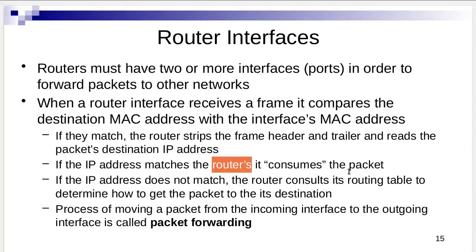It says, okay, this is for me, I'm not going to send it anywhere. Usually what happens, and this is the main reason for using routers, is that the IP address will be of a totally different network. That is, the IP address won't match the IP address of that router interface. And that's usually what a router has to handle. But then what the router has to do, just like switches consult their switching tables, the router consults its routing table to figure out how to get that packet to its ultimate destination.